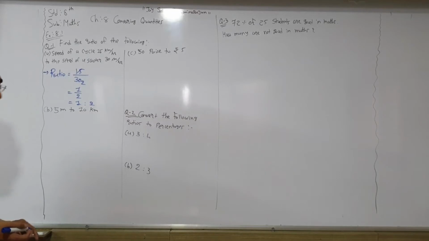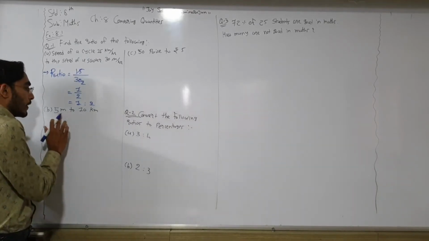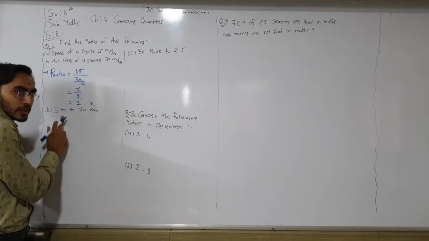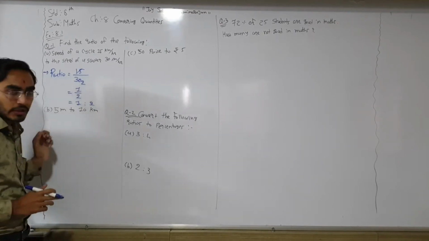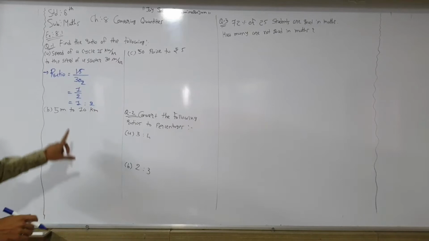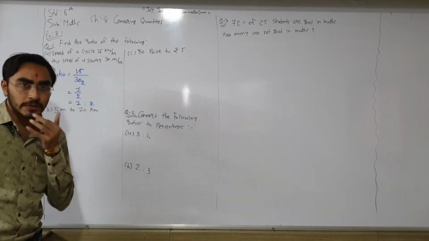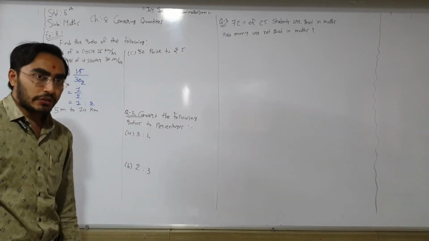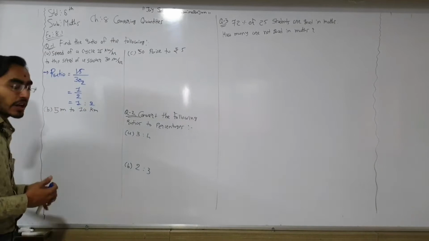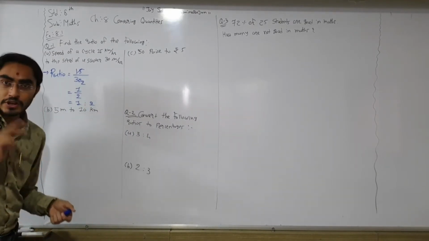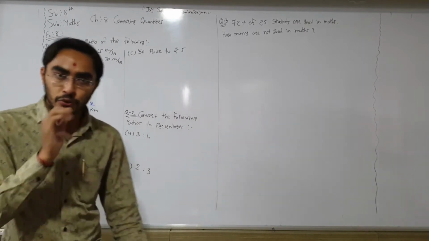Now question B. Here 5 meter to 10 kilometer. Here we have different units, meter and kilometer, so we need to convert the units. For that we try to convert the big unit into the small unit.